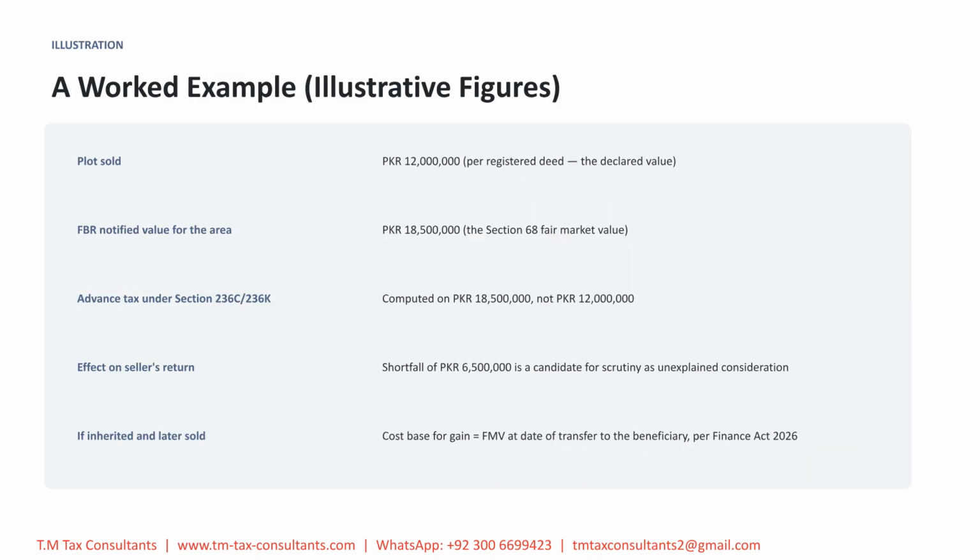Consider this example: a property sold for 12 million PKR, but with an FBR value of 18.5 million PKR. Taxes are computed on the higher 18.5 million, and the 6.5 million shortfall becomes a candidate for tax scrutiny.